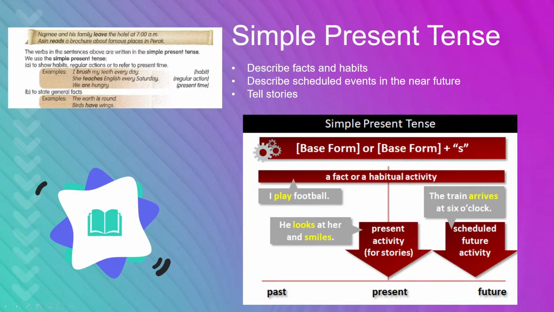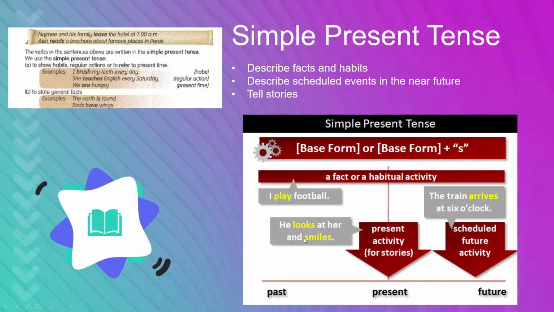Here is another example of a timeline. So this is past, present, and future. So we are looking at present, sekarang. Okay. Kata ayat yang menunjukkan waktu sekarang. Present activity. Okay, for story, kita boleh tengok sini.